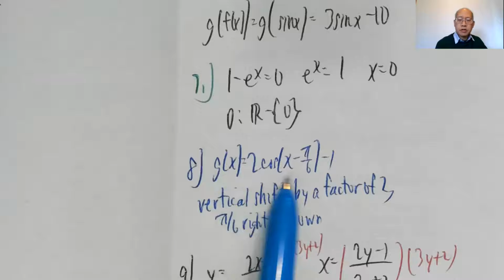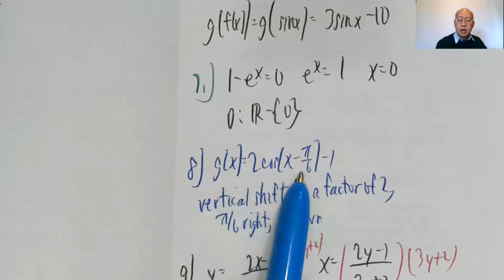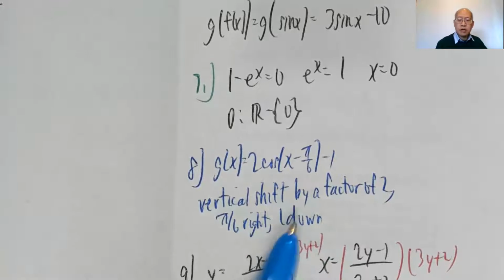Okay, number 8, starting with the cosine function, the 2 means a vertical stretch by a factor of 2, and then you move pi over 6 to the right and 1 unit down.